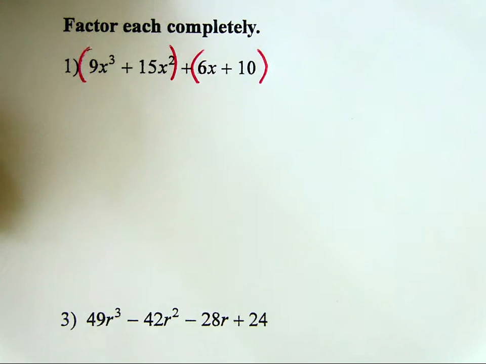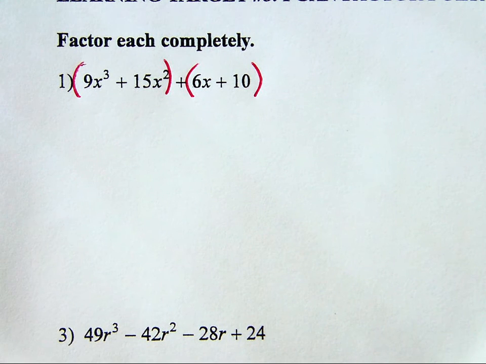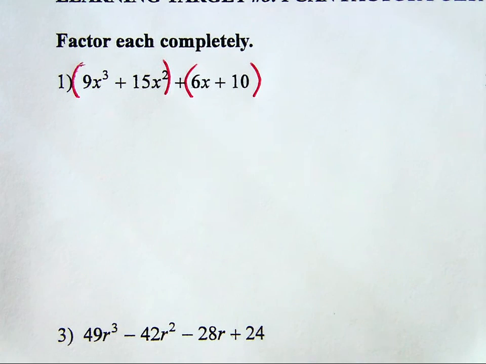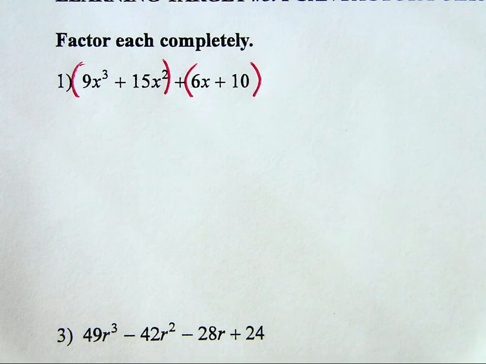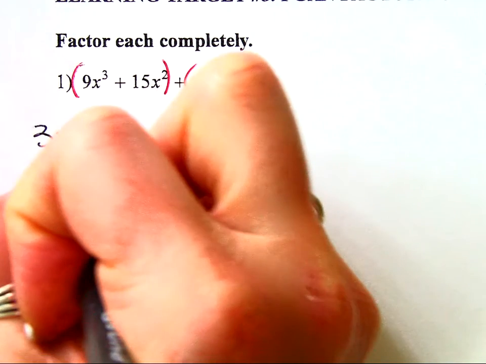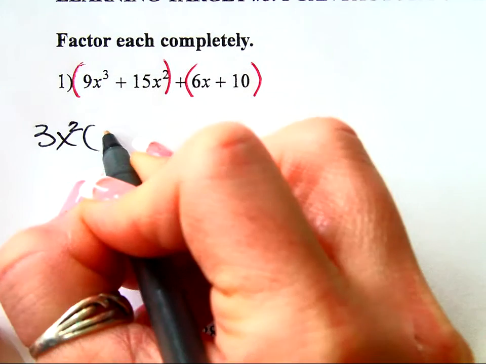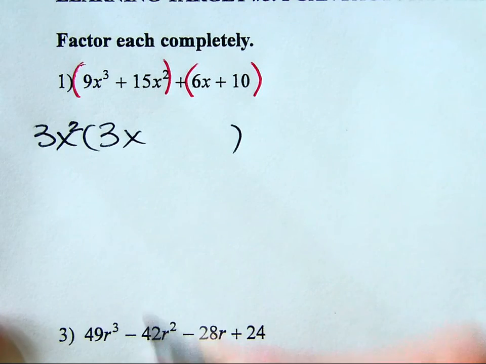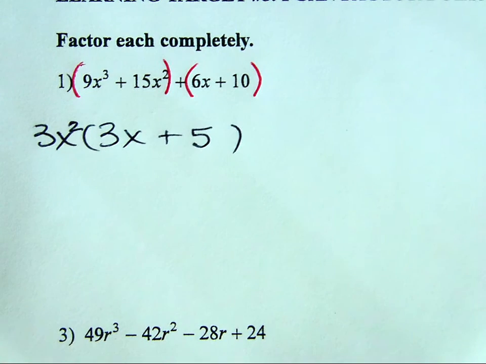So I group my first 2 terms together, and I group my last 2 terms together. And then I find the GCF of each set. For right now, I'm going to pretend like that 6x plus 10 isn't even there. What's the GCF of 9x cubed and 15x squared? 3 and what? x squared. So watch what we do. We pull that 3x squared out, and then we put what's left in the parentheses, which is a 3 and an x. And 3x squared times what is 15x squared? 5. Okay? Good so far, right?